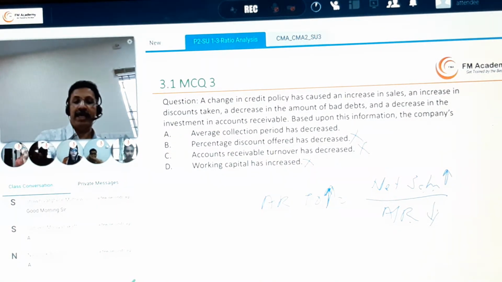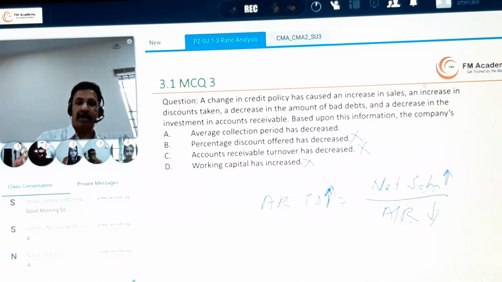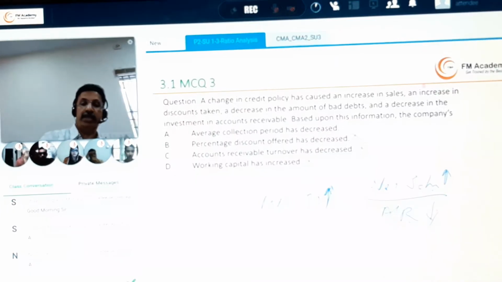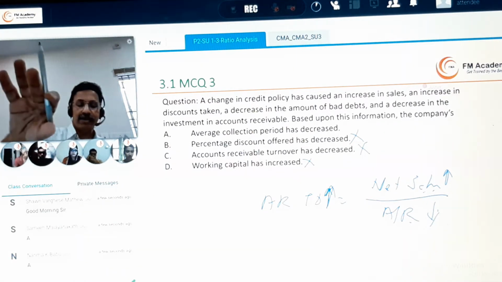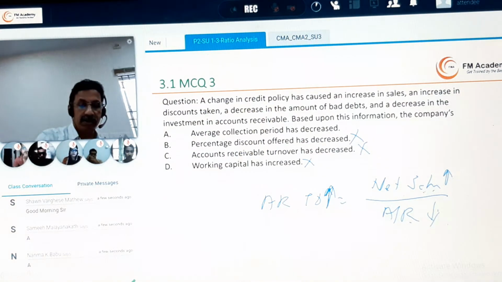When you say that the increase in discounts taken, that is consistent with a reduction in the collection period, because when people are taking discount and then they are paying earlier, so that is consistent with that. And then you should also know that the longer the collection period, the longer can be the incidence of bad debt. But here the bad debt also has come down. So everything is consistent with the information given. So A is correct. Next.